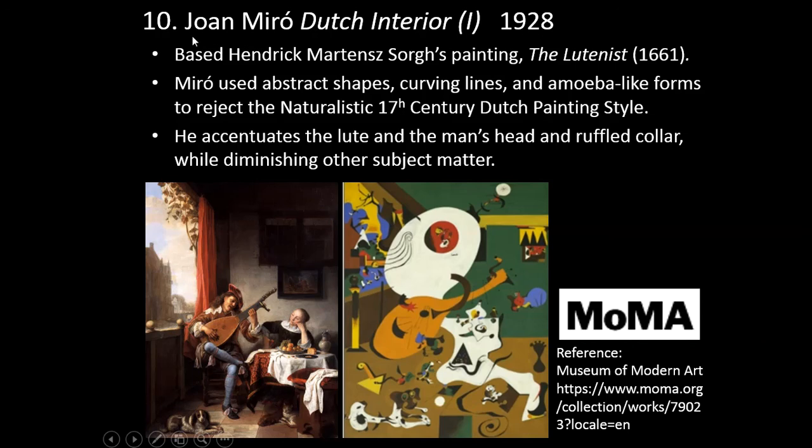Number 10, Joan Miro, Dutch Interior, 1928. This is based on Hendrik Martensz Sorgh's painting, The Lutenist, from 1661. Miro used abstract shapes, curving lines, and amoeba-like forms to reject the naturalist 17th century Dutch painting style. He accentuates the lute and the man's head and ruffled collar while diminishing other subject matter. Can you see the similarities and differences?